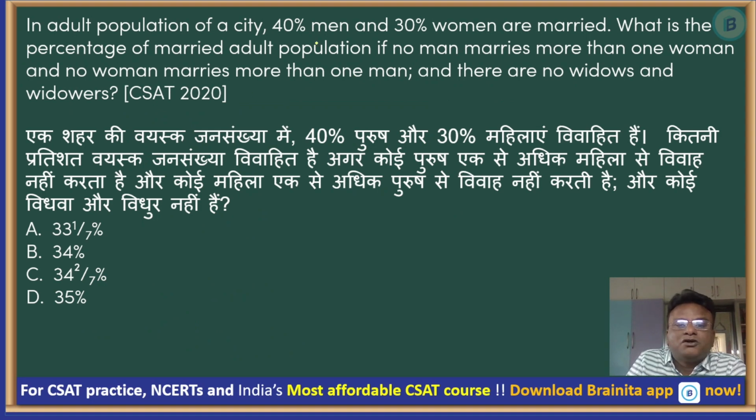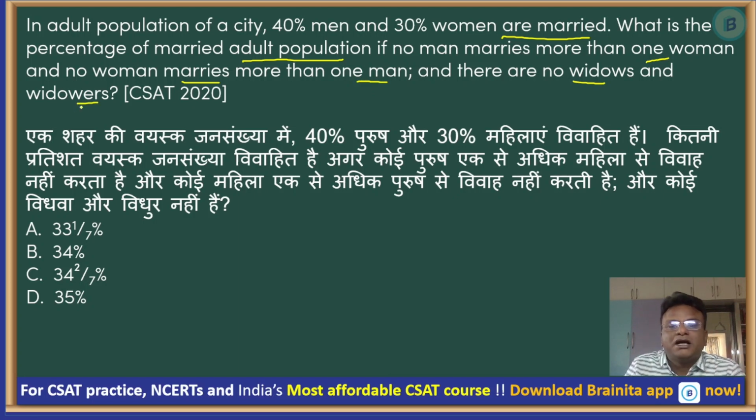In adult population of a city, 40% of men and 30% women are married. What is the percentage of married adult population if no man marries more than one woman and no woman marries more than one man and there are no widows and widowers, right?